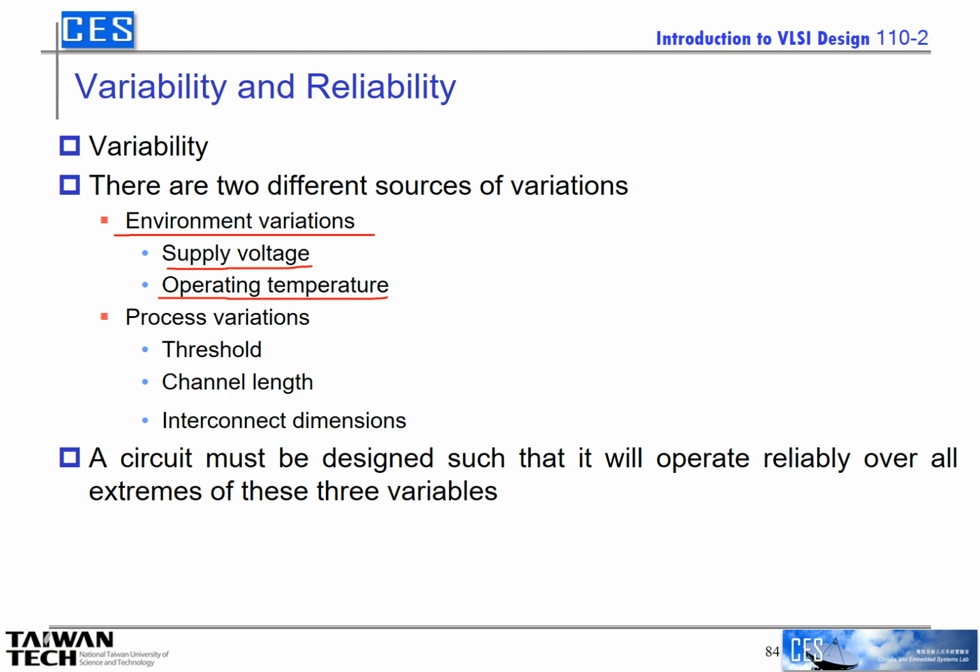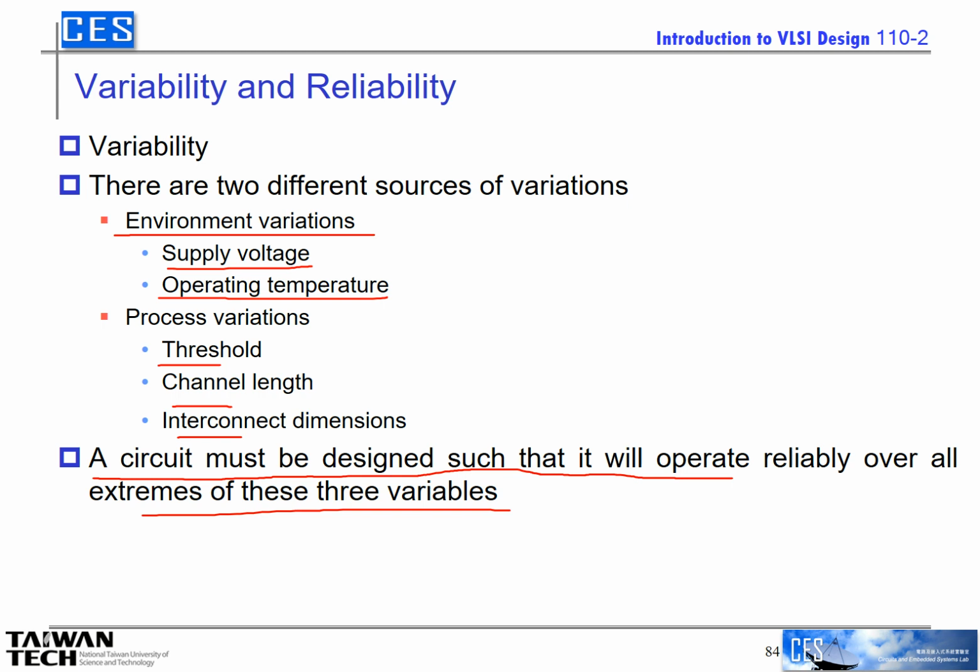Another variation is related to the process, when you manufacture the circuit, like the threshold, the channel length, and the interconnect dimensions. The circuit must be designed and manufactured such that it will operate reliably over all extremes of those three variables. Okay, so usually not all.